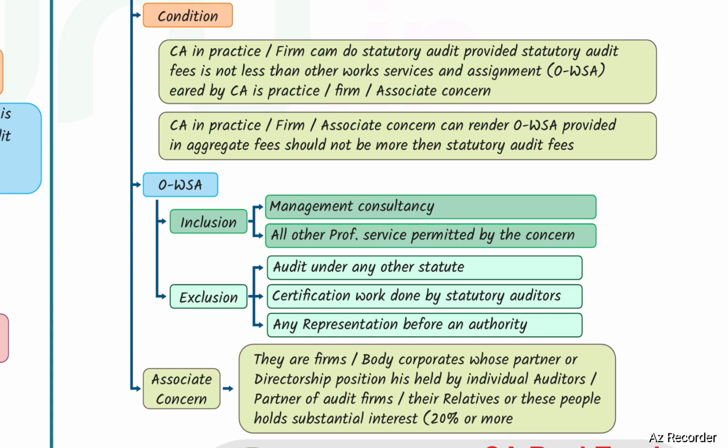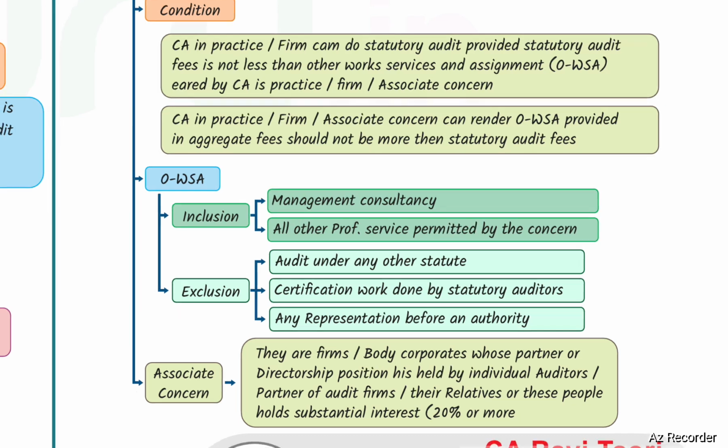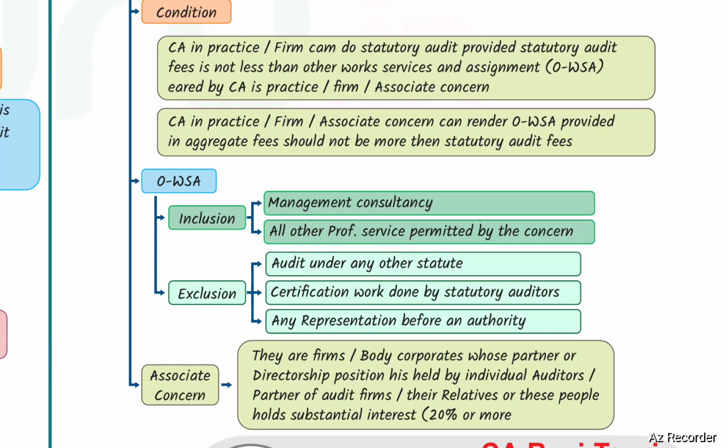Other works, services and assignments inclusion: management consultancy services, all other professional services permitted by the concern. Exclusion: audit under any other statute, certification work done by the statutory auditor, any representation before an authority. Associate concern: they are firms or body corporates whose partner or directorship position is held by individual auditors or partner of the audit firm or their relatives, and these people hold substantial interest, that is 20% or more.